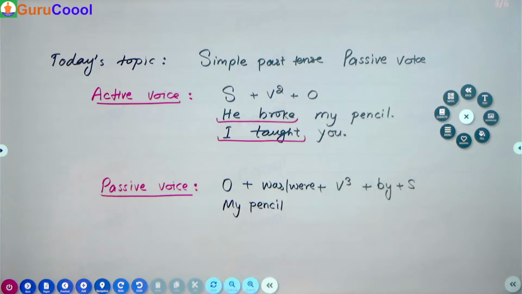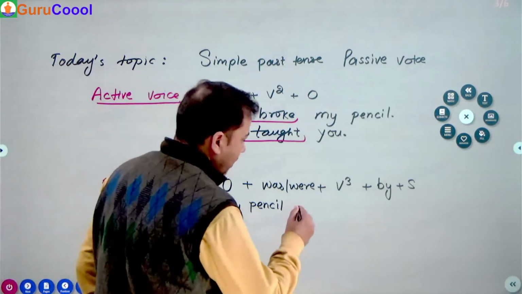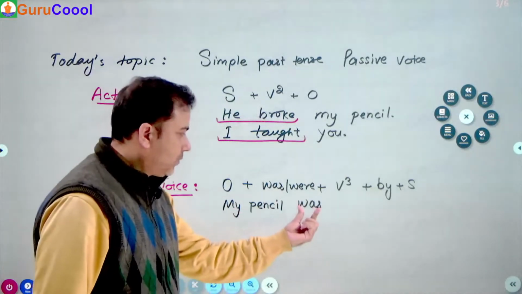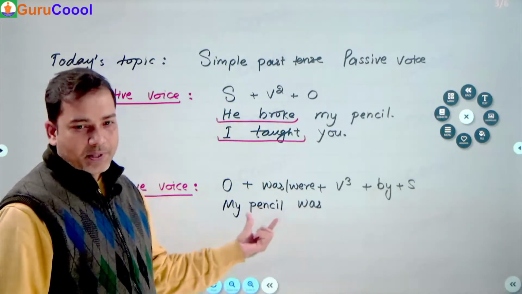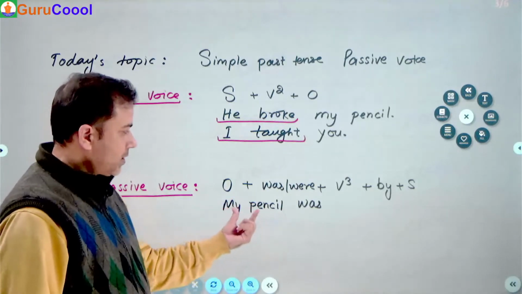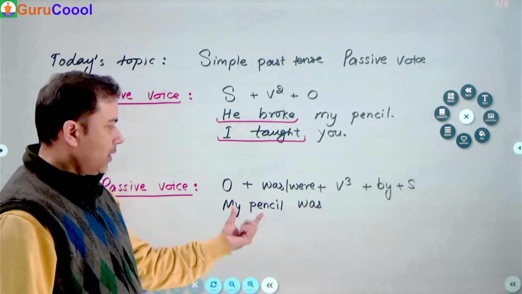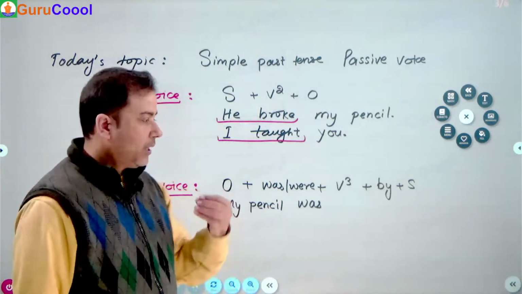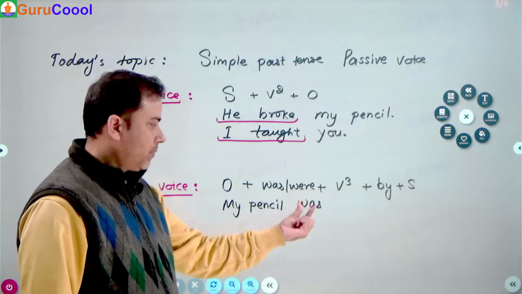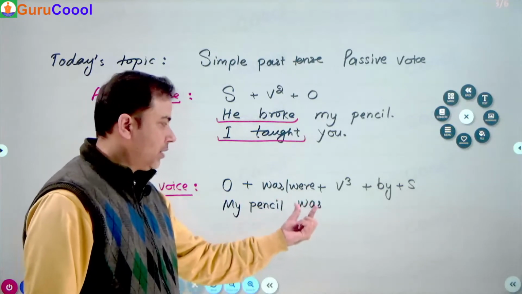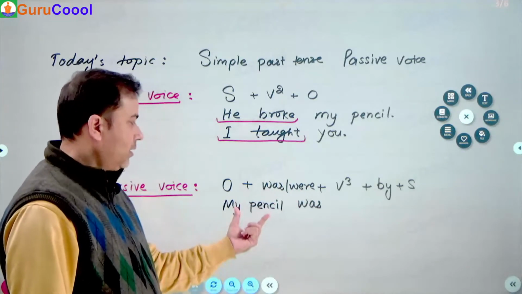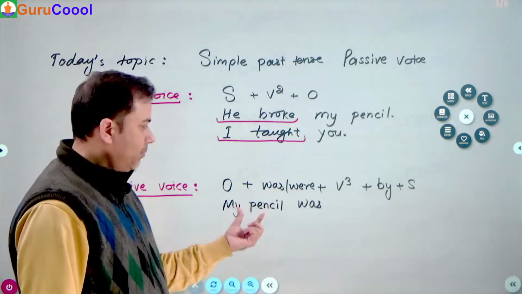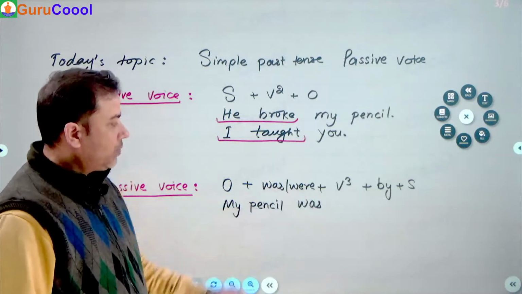Was is correct. My pencil was. A singular subject is followed by a singular verb. Subject-verb agreement: my pencil was. If it was plural, my pencils, then we could have used were. My pencils were. But we have a singular subject here, my pencil, so we have to use was. My pencil was. Now we have to use V3.